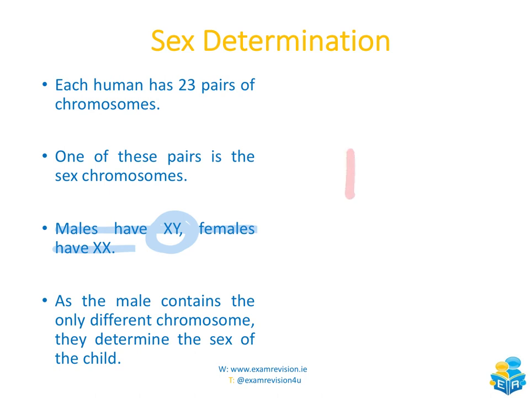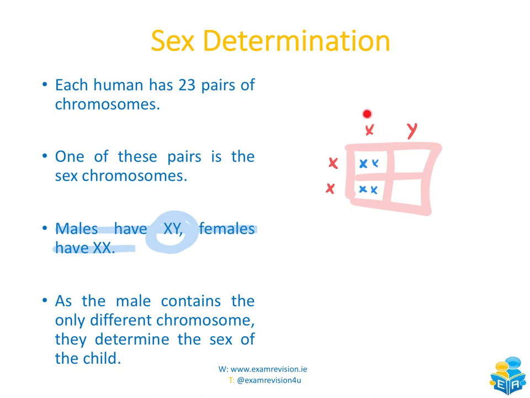Well, if we form a little Punnett square over here, parent number one, which is the male, is going to be XY. Parent number two, which is the female, is going to be XX. So I'm only going to look at the left-hand side of the Punnett square for now. And in both of those cases, we're going to have XX and we're going to have XX. Okay, so both of those are female.